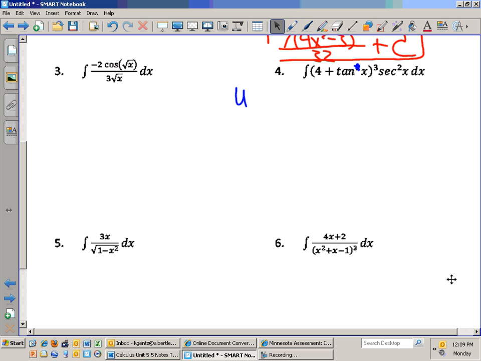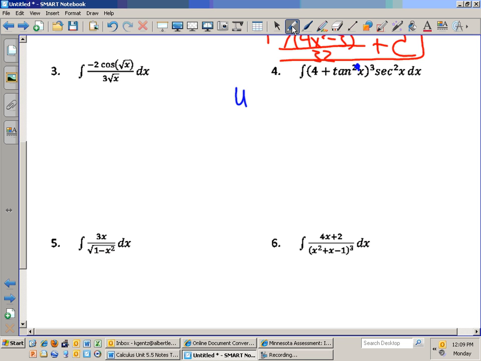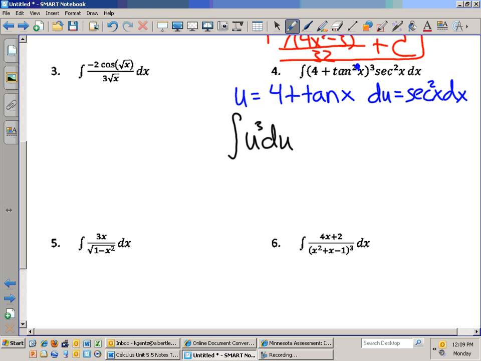Okay, so u is equal to, in this situation, we're going to take 4 plus the tangent of x. That means that du is equal to what? Secant squared of x dx. Well, if you look in this problem, you have a secant squared, you have a dx, and this 4 plus tangent of x, now that I've gotten rid of the squared piece, is all accounted for. So my new integral, very good, Taylor Blake, is simply the integral of u to the third du. Please do not forget to write the du.